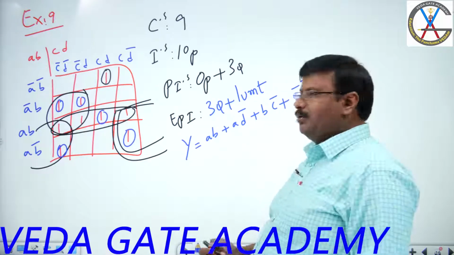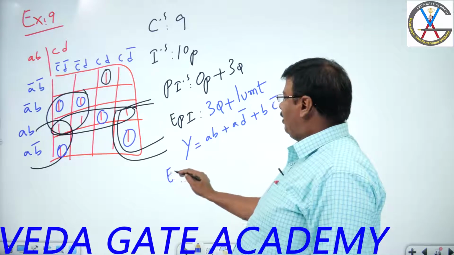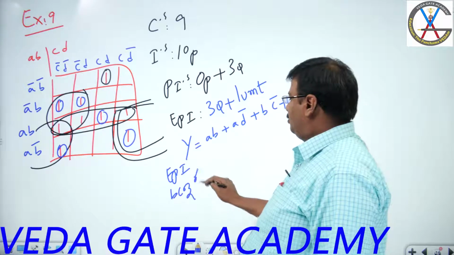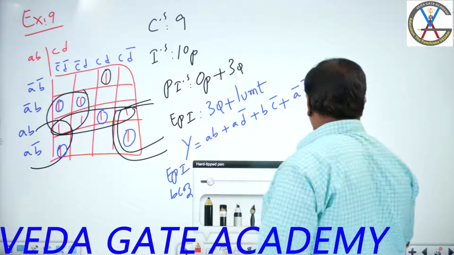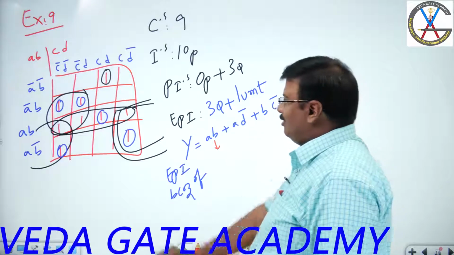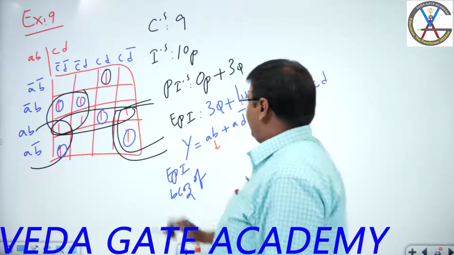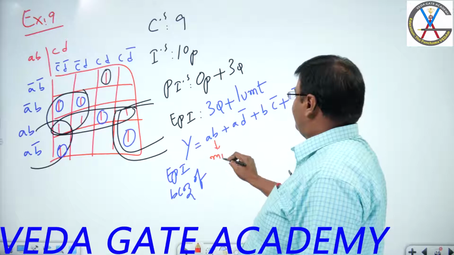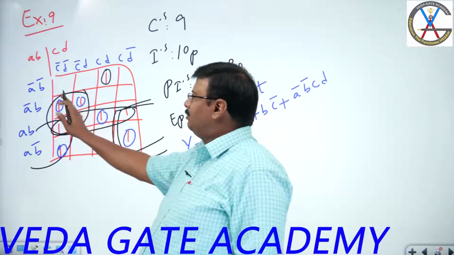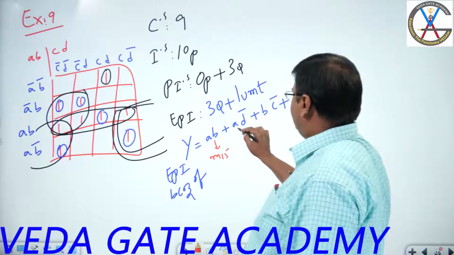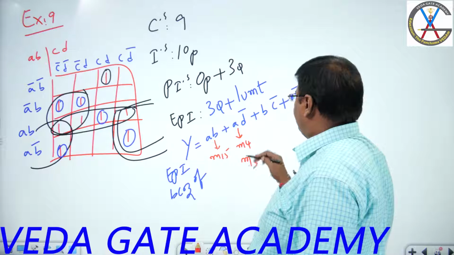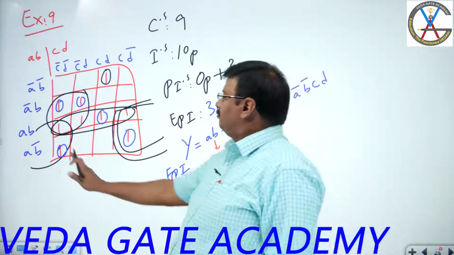So who is unique by whom? AB is EPI, I'm sorry, AB is EPI, 12, 13, 14, 15. This is unique because of 4, 5 both, minterm 4, 5. These two.